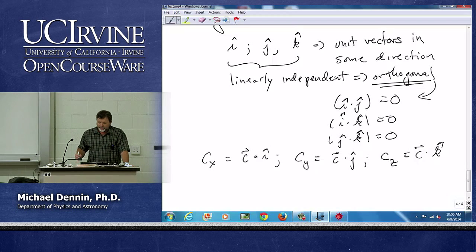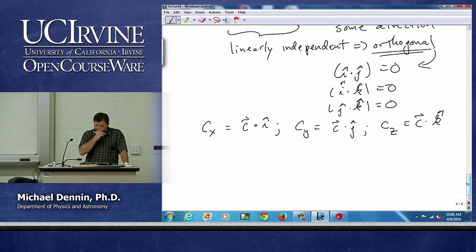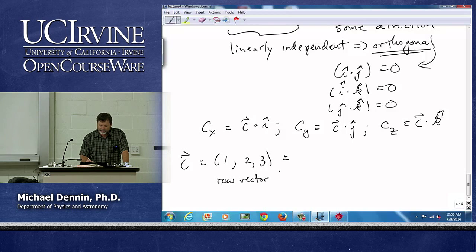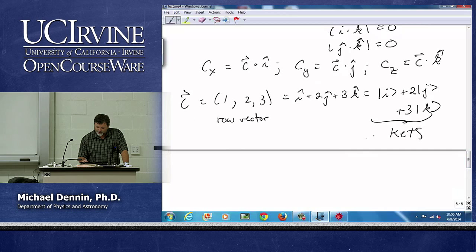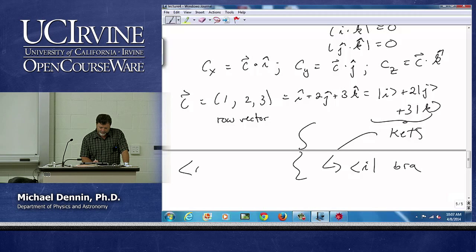And one of the cool things that we've done in physics is introduced a really neat notation called the bra-ket notation. So if I was to write my vector C, I can write it as a row vector. I can write it in terms of i hat and j hat. But I can also write it in terms of things we call kets. These are kets. And they also come with their matching pair, the bra. And that makes, when I put them together, the bra-ket.